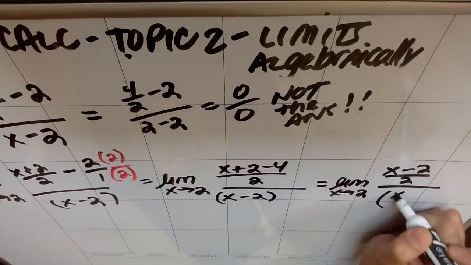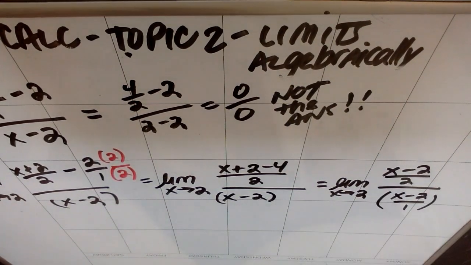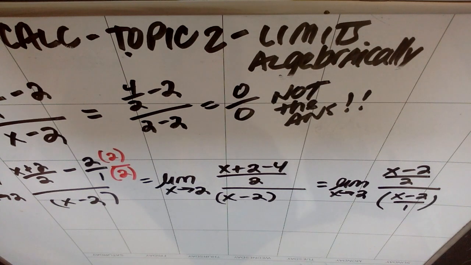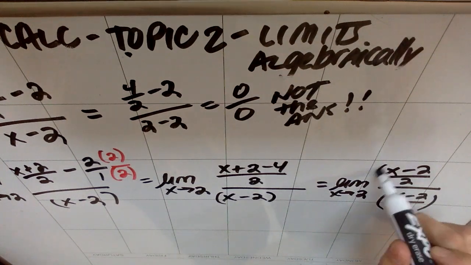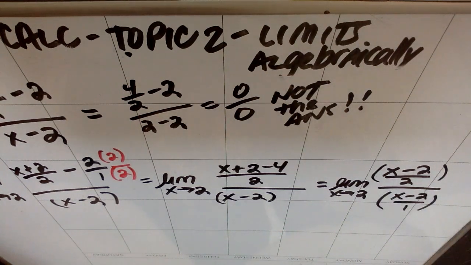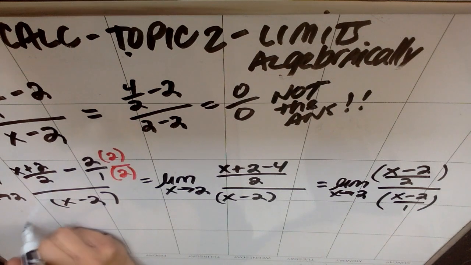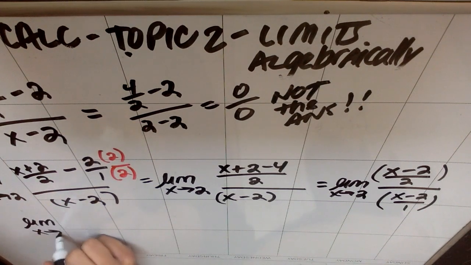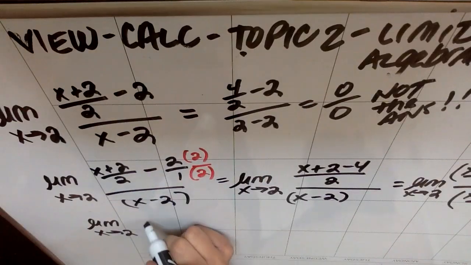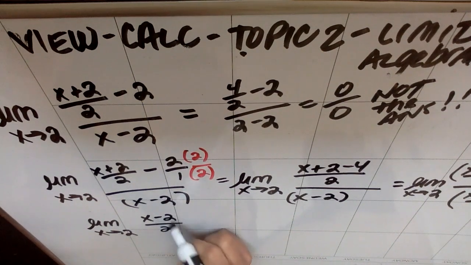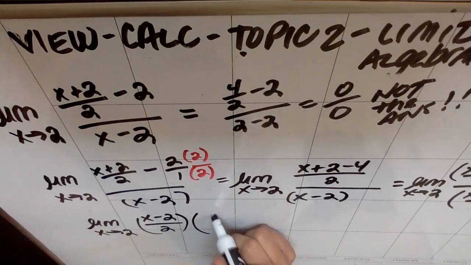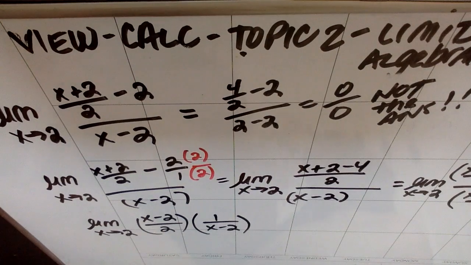divided by, and now's a good time to remember that this x minus 2 is actually over 1, because every fraction is always over a number. If it looks like it's not over anything, it's actually over 1. So when we divide by a fraction, we flip and multiply by the reciprocal. This is going to be the limit as x approaches 2 of my numerator, (x minus 2) all over 2, times the reciprocal of the denominator, which would be 1 over x minus 2.